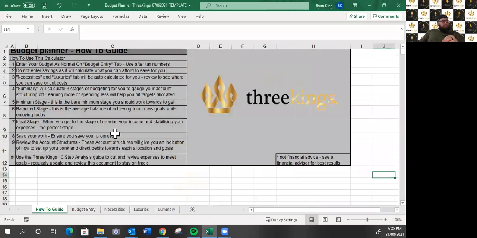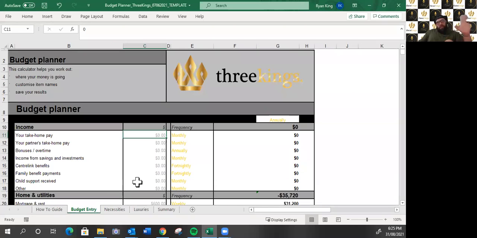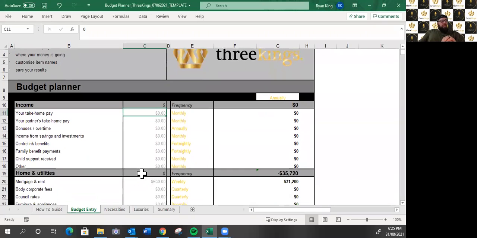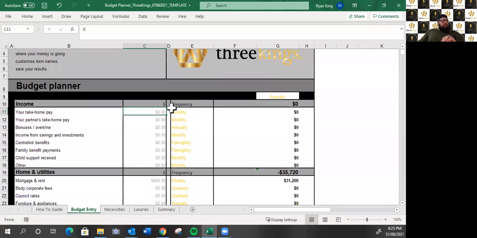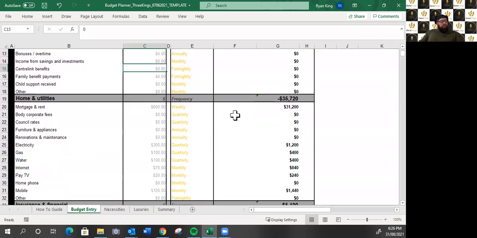On the first page, we've got the how-to guide, how to use this calculator, step-by-step process. You only need to enter in the first page, which is budget entry. Now, entering up here what your take-home pay is after taxes. Okay, so whatever you get in the hand, for yourself, your partner, whatever it is. So let's just use average numbers. Let's say 6,000 a month, and let's say 4,000 a month, 10,000 a month, a nice round number. Any investment or Centrelink income you chuck in there as well. So we see this person's got $120,000 a year.